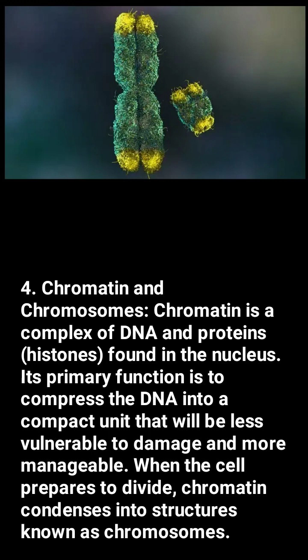4. Chromatin and chromosomes. Chromatin is a complex of DNA and proteins, histones, found in the nucleus. Its primary function is to compress the DNA into a compact unit that will be less vulnerable to damage and more manageable. When the cell prepares to divide, chromatin condenses into structures known as chromosomes.